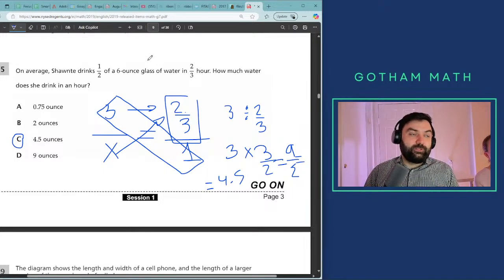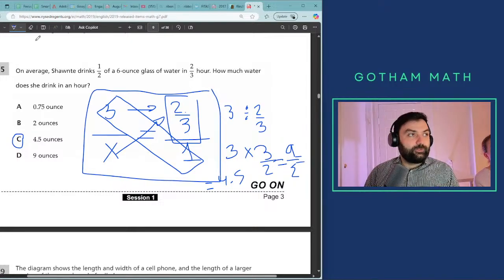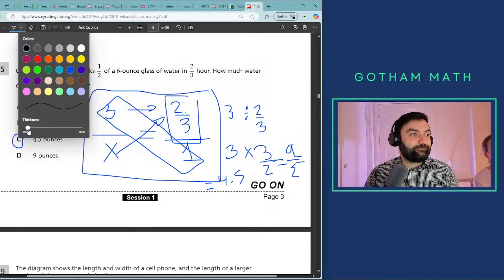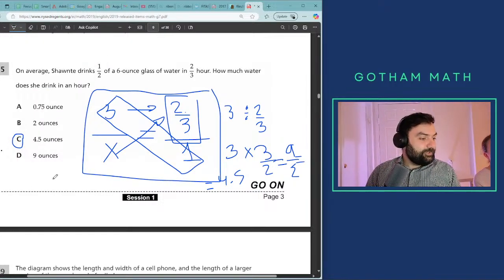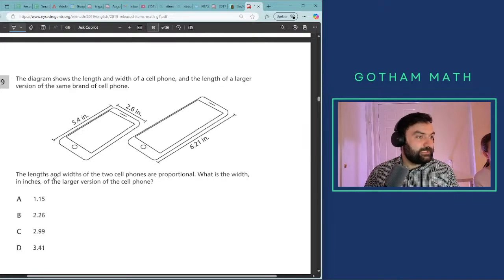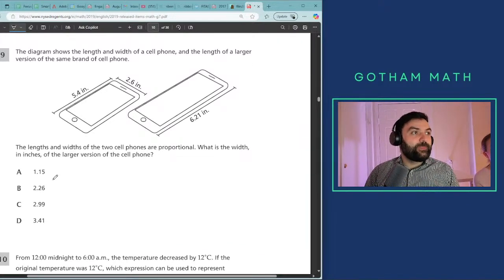Now, there's going to be a separate video on using proportions and learning how to use them. Proportions are very, very important. They're a very easy way to solve questions like that, where you're given two pieces of information and need to find the third one that is missing. But for now, we're moving on. The next question we're going to move on to is question number 9.